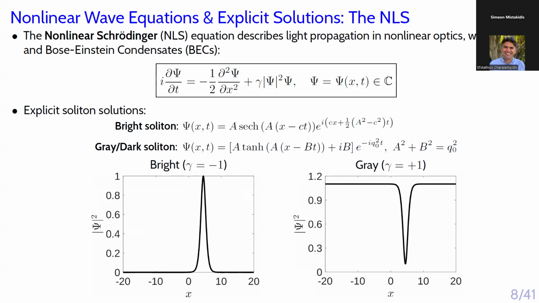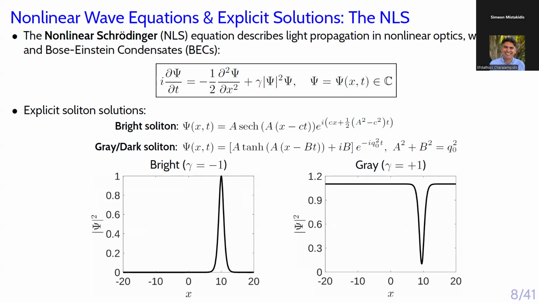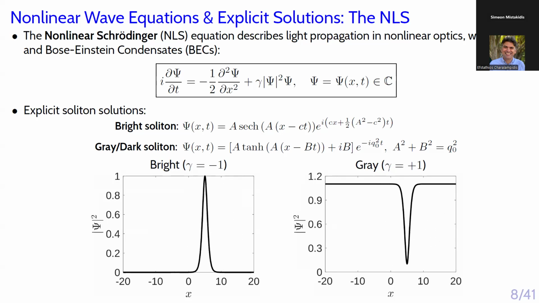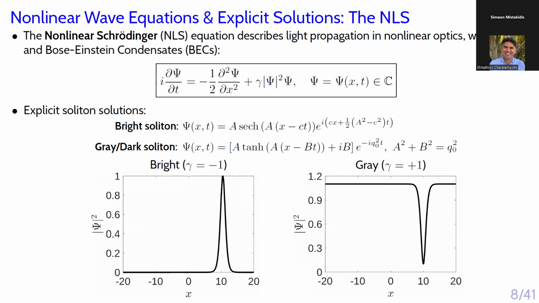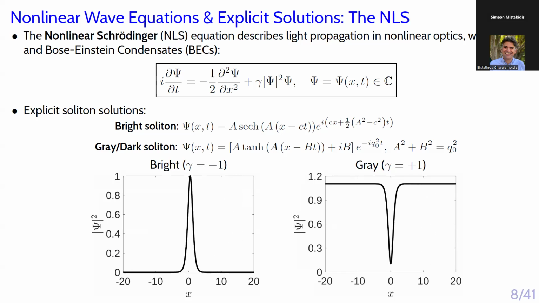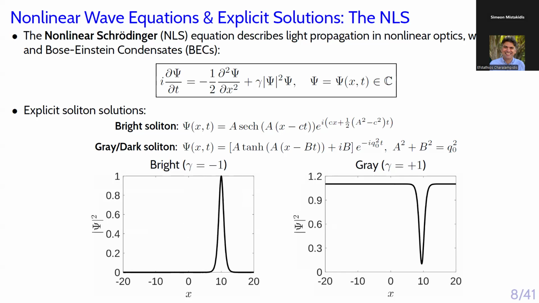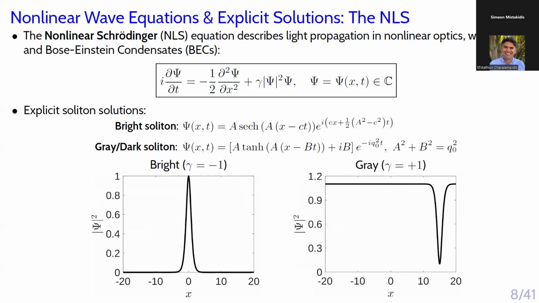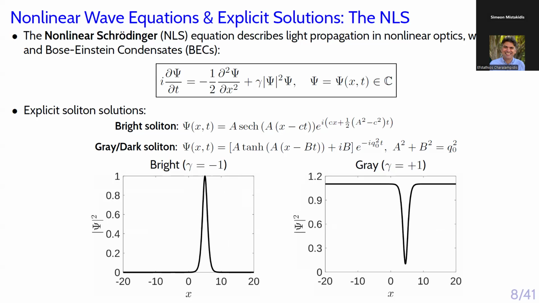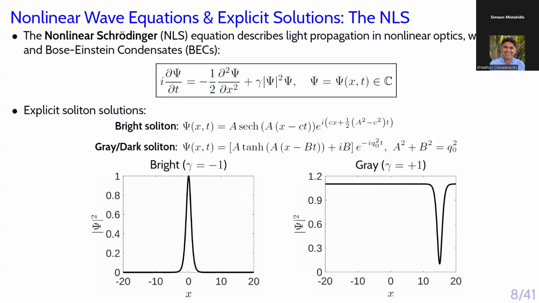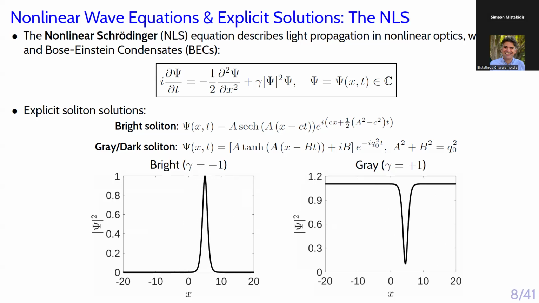And at both limits, you can write down the explicit solution to the problem, namely the bright soliton, which again has this form of a hyperbolic secant. It travels with speed c, and the gray soliton, which is the traveling wave solution for gamma equals +1. I should highlight that when b equals 0, then it becomes a stationary solution. Okay, it is called the dark soliton solution.